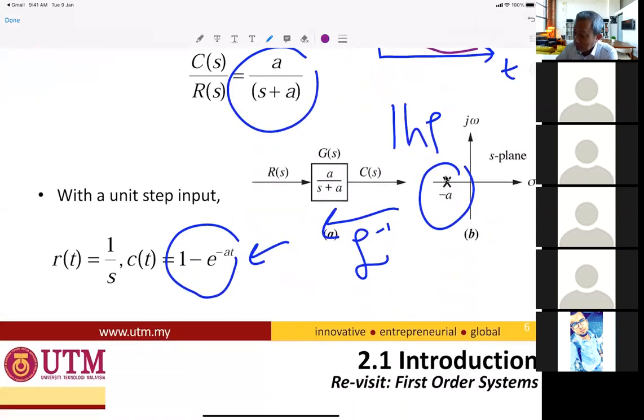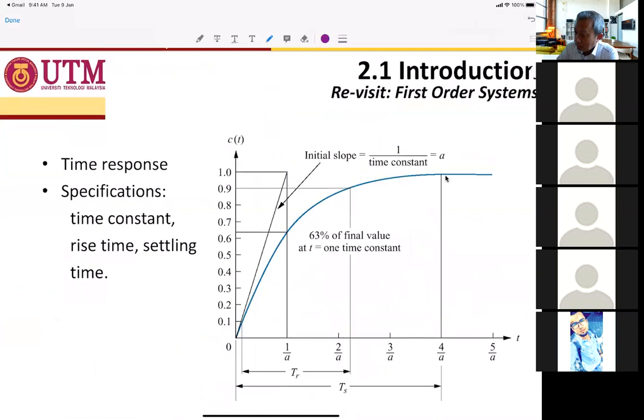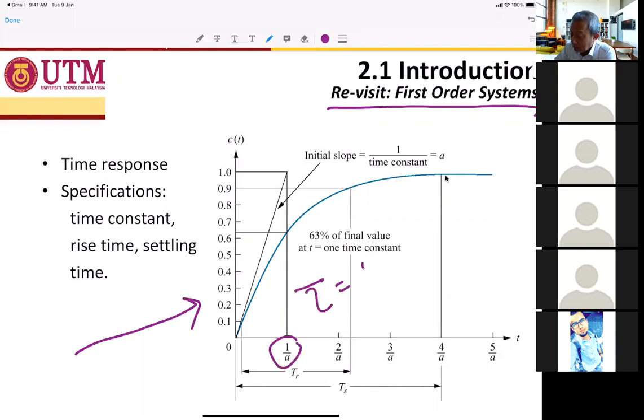So the second one, the response, is the first order system. The time response for a first order system is shown here. So it goes up. It reaches 63% of the final value at the time constant, which is 1 over a, the tau.